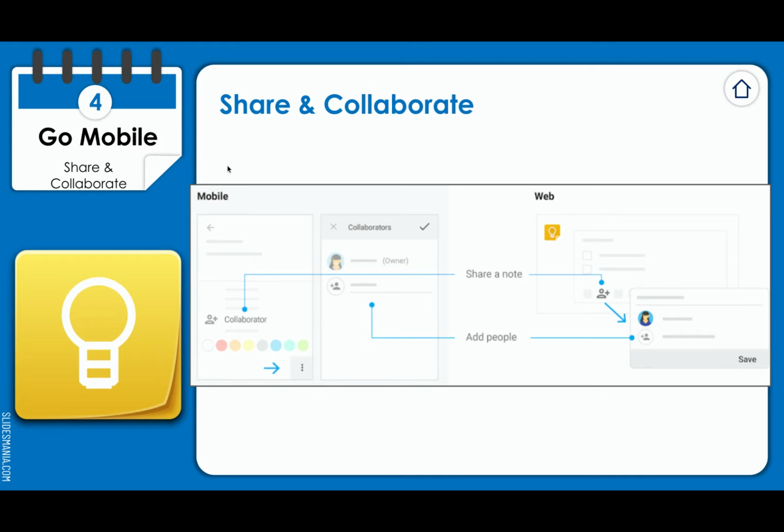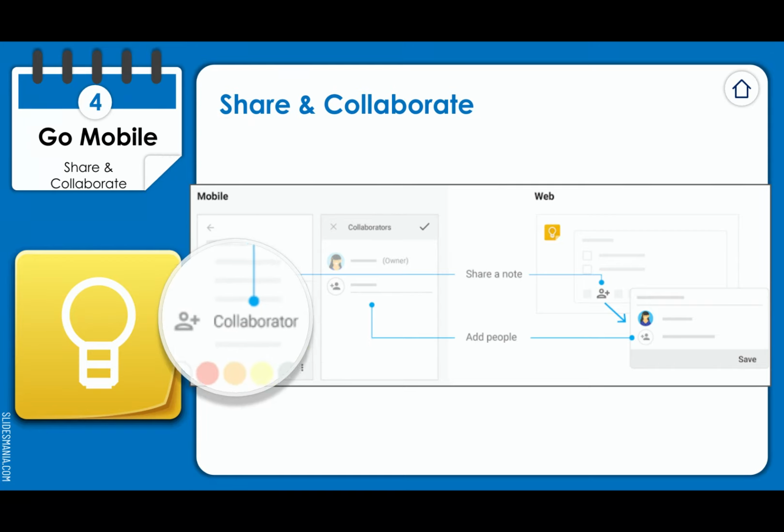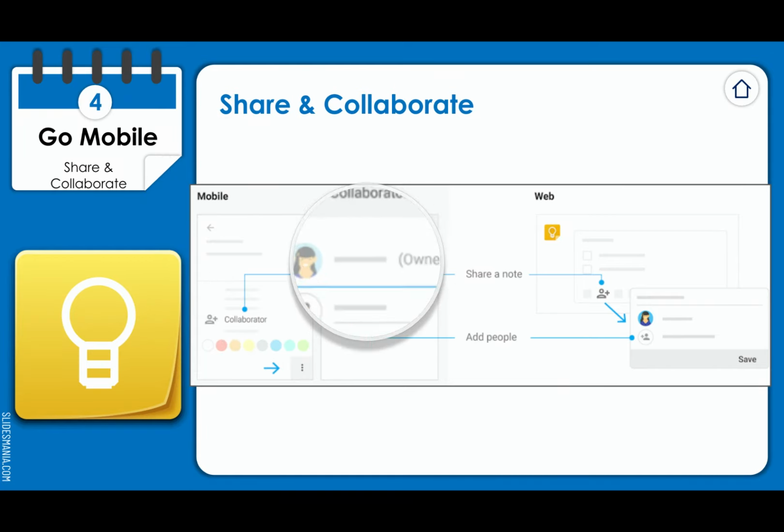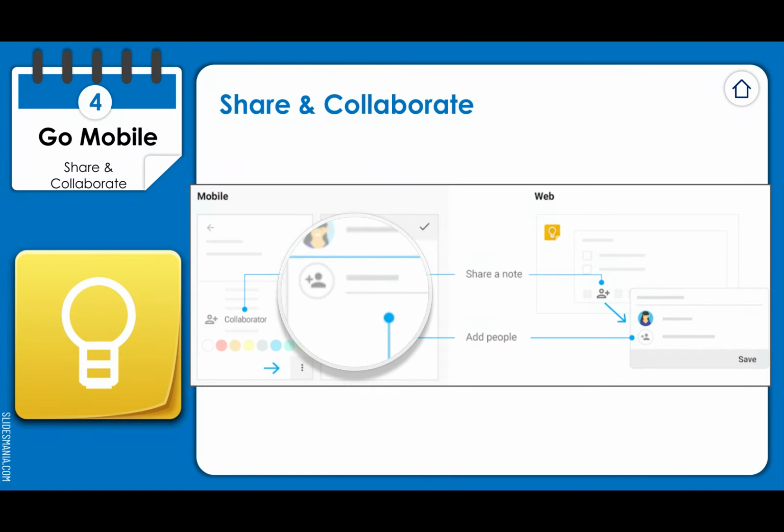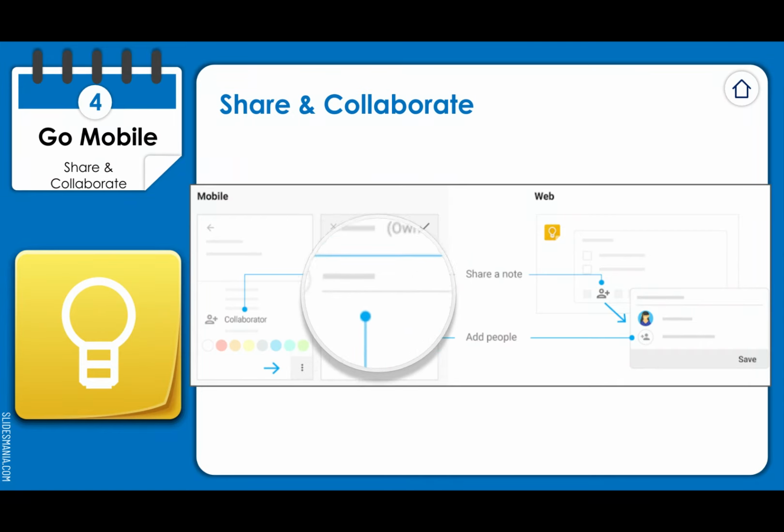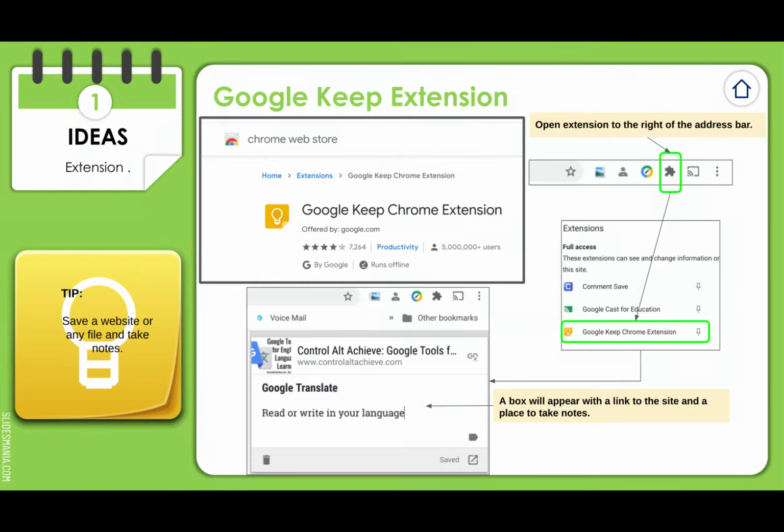Again, you can share and collaborate on your mobile device just like you can on your Chromebook. So you see the owner and you would type in your email addresses there for whom you want to share and collaborate your Google Keep list with.